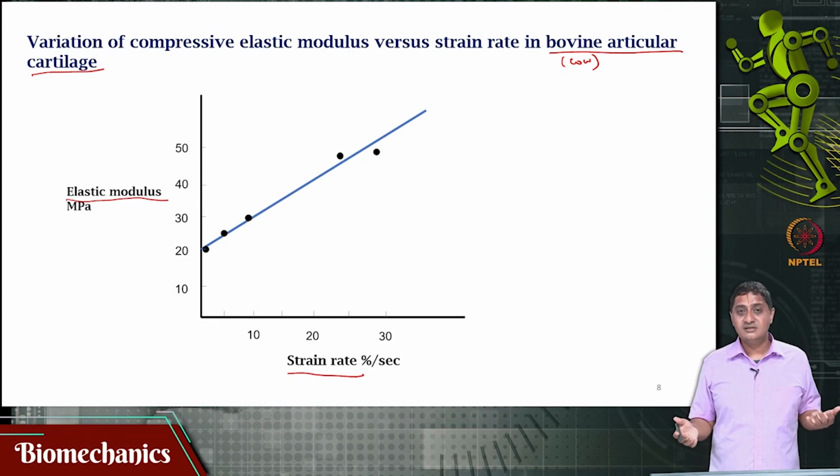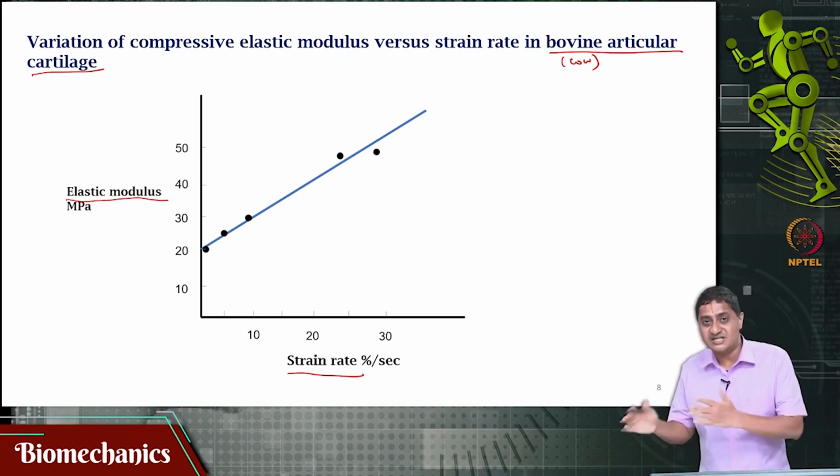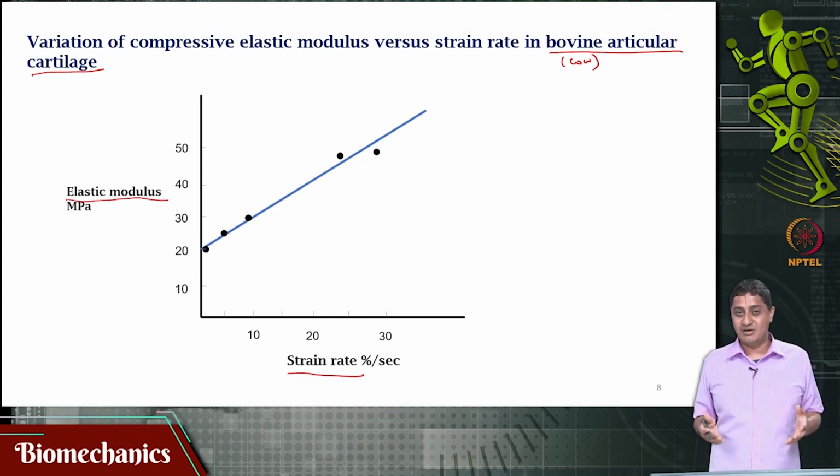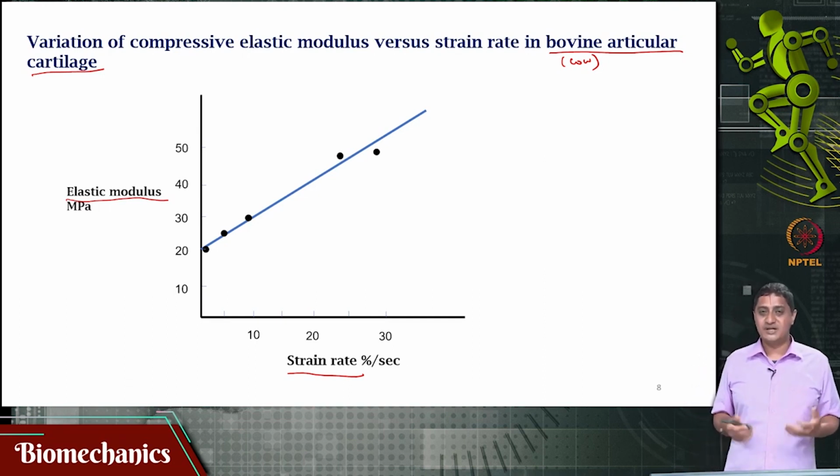That means this behaves as different elastic materials at different strain rates. It is not a single elastic material, or in other words, this material exhibits rate dependency, or dependency on the applied strain rate. That is, it is a viscoelastic material, or this is one of the manifestations of viscoelasticity.